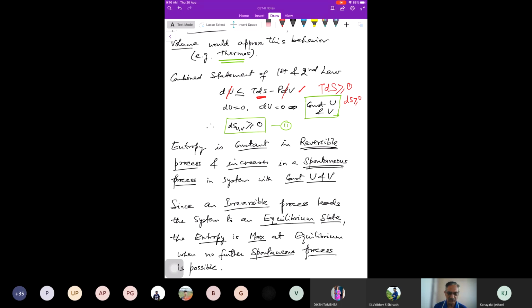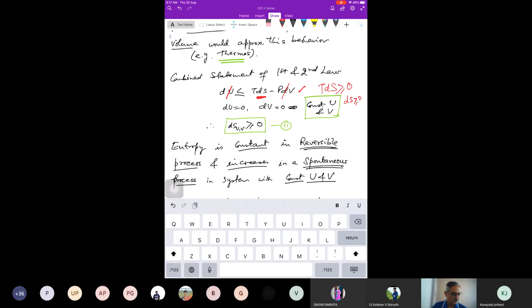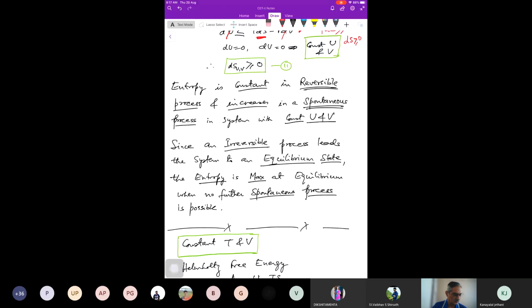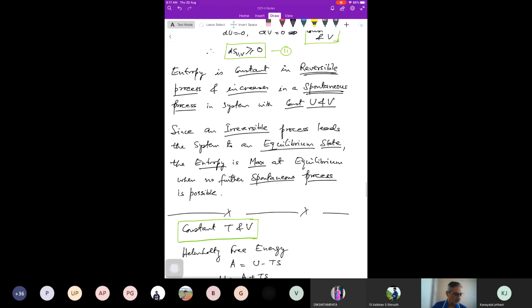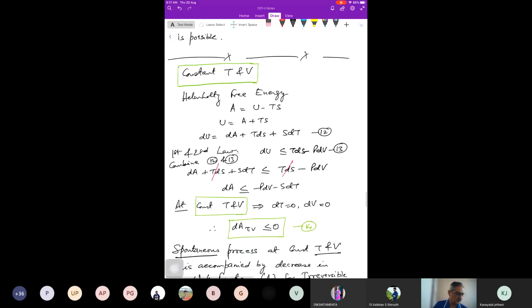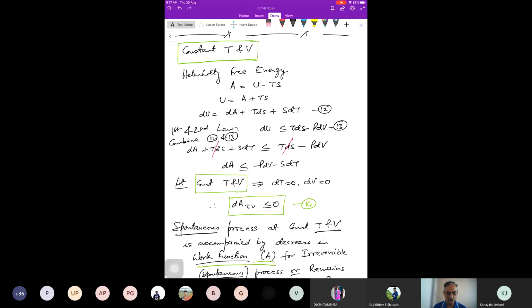So there are two or three, I think three systems will derive, three conditions will derive for criteria of equilibrium for different conditions. First is for constant U and constant V. Then we'll see others. ठीक है? Can I move forward? Any questions so far? ठीक है. If there are no questions, let's take the second condition: constant temperature and constant volume system.